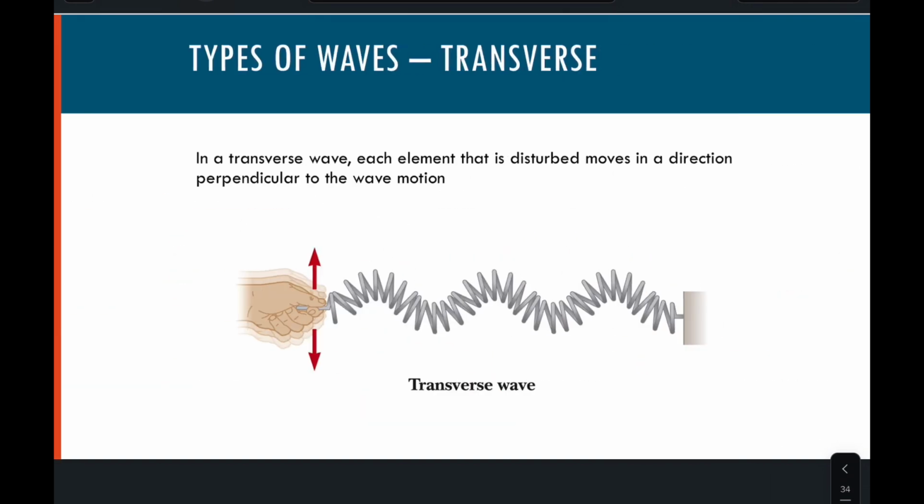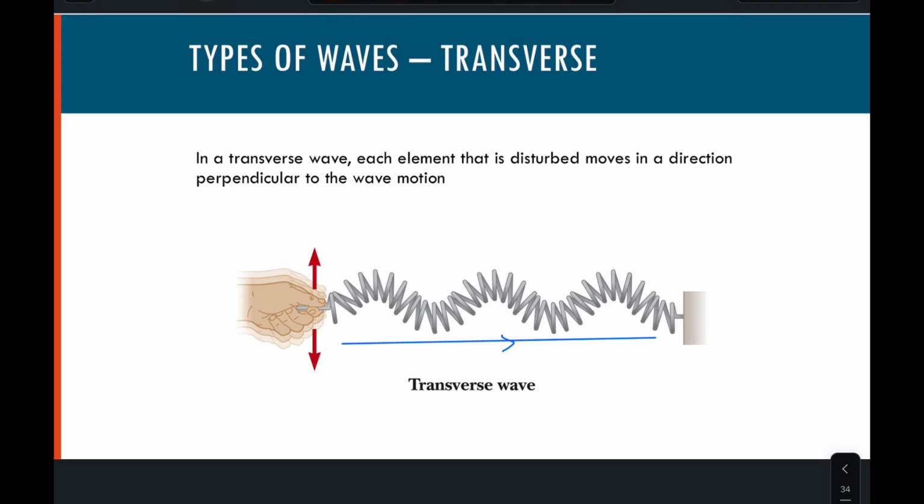So the types of wave depend on the way it travels. For the transverse wave, what does that mean? For example, we have a spring fixed at one end, and at the other end we shake it, pluck it up and down. In a transverse wave, each element of the medium that is disturbed moves in a direction perpendicular to the wave direction. In this situation, what is the wave direction? The pulse travels in this direction. This is the direction of motion for the wave, and the medium is shaken up and down.